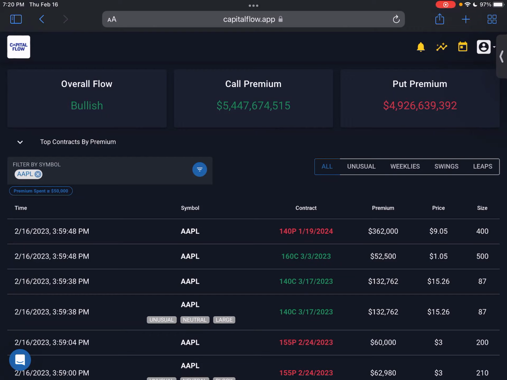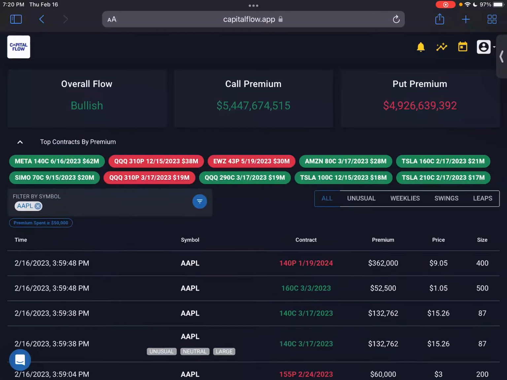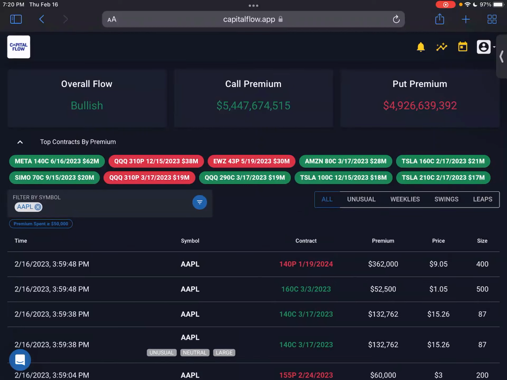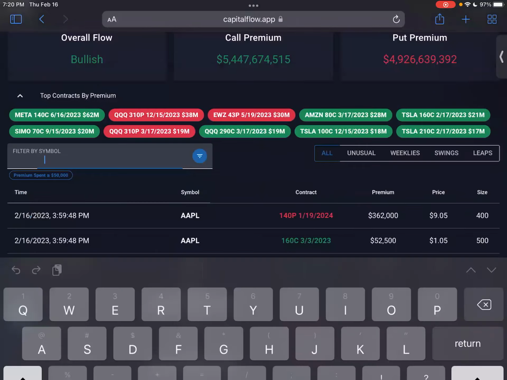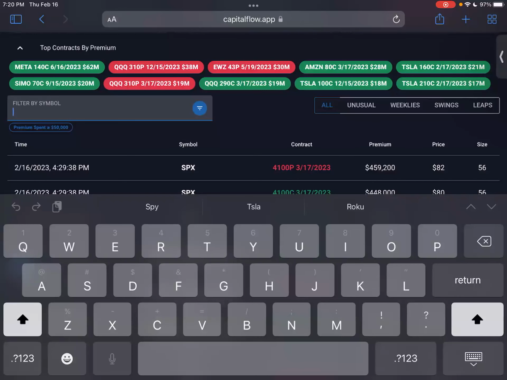And then you get more specific. You say, okay, there's more money going into calls. Which calls exactly are being bought? Boom, you come here. Top bot contracts by premium. Okay, you can see that meta calls are being bought the most. Okay, so let's see exactly what that meta flow looks like.